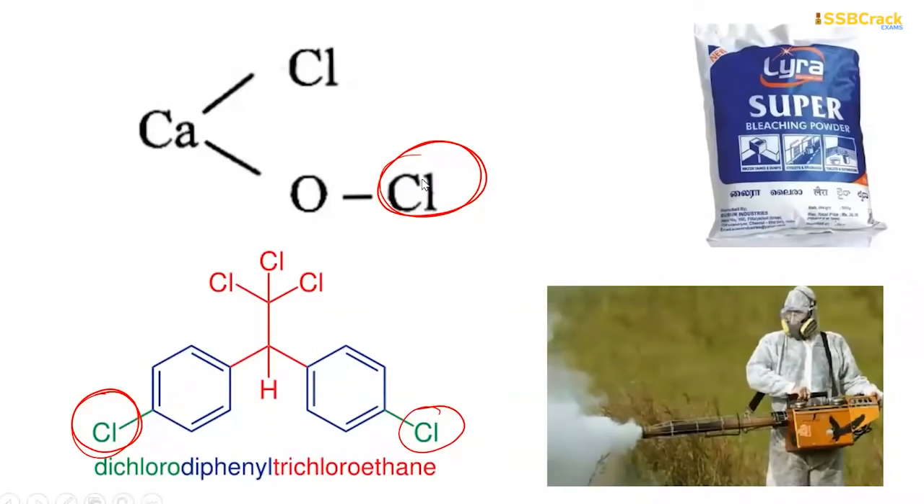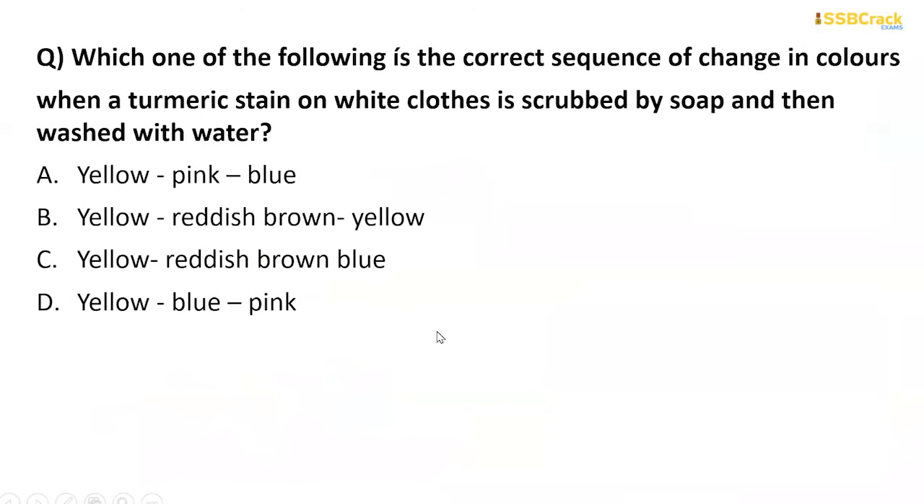It's very important to know their uses as well. Bleaching powder is a powerful oxidizing agent and it is usually used in laundries. And when we come to DDT, it's a known pesticide. Moving on to the next question.